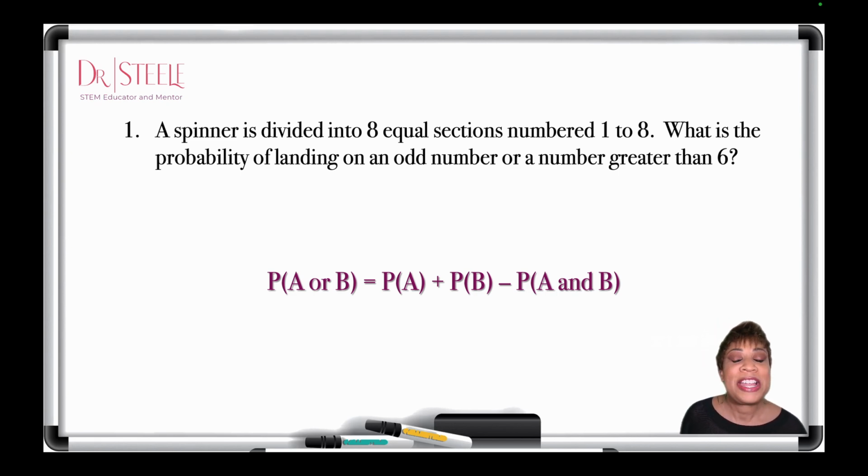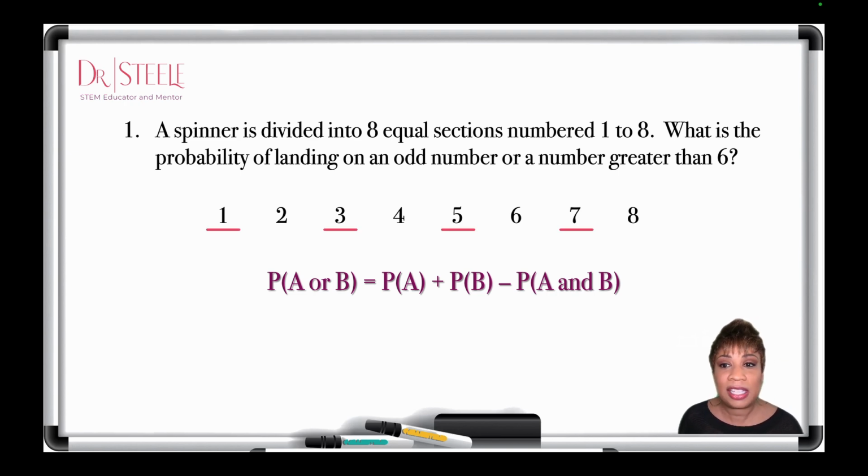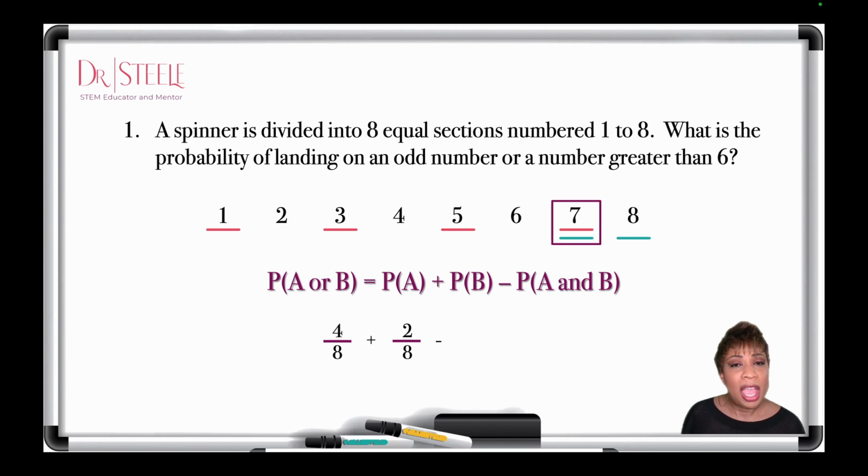Okay, enough of that. So, we have a spinner with these 8 sections. And the probability of A is landing on an odd number. And the probability of B is a number greater than 6. And then we're going to subtract the overlap. And we only have one number that is odd and greater than 6. And so the final answer is 5/8.